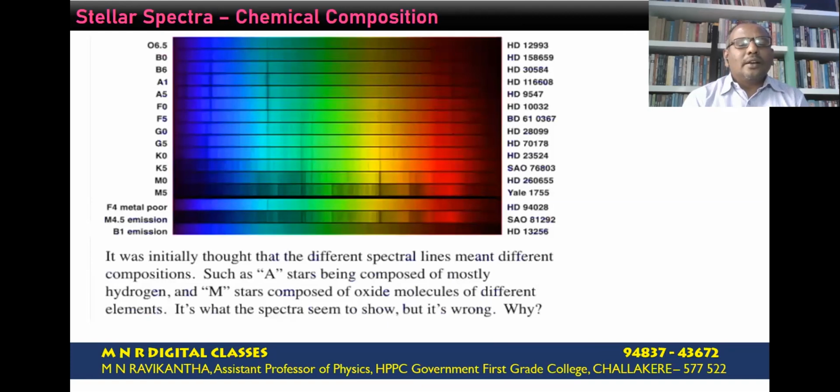Now, let us understand the chemical composition of the star. As we discussed in the beginning of this lecture, the stellar spectra give us information regarding the chemical composition of the star. It was initially thought that different spectral lines meant different compositions, such as A stars being composed mostly of hydrogen and M stars mostly composed of oxides of molecules of different elements.